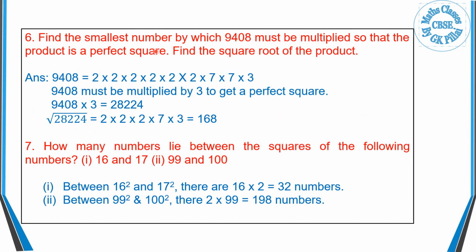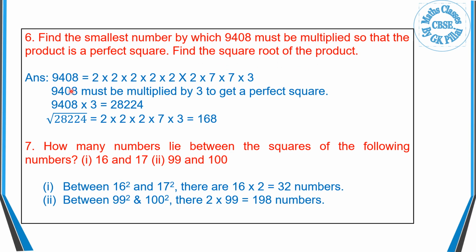Another question. These questions are very important for your exams. Find the smallest number by which 9408 must be multiplied. It may be divided also, so that the product is a perfect square. Find the square root of the product.